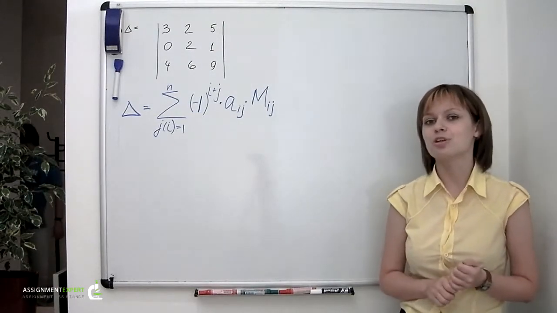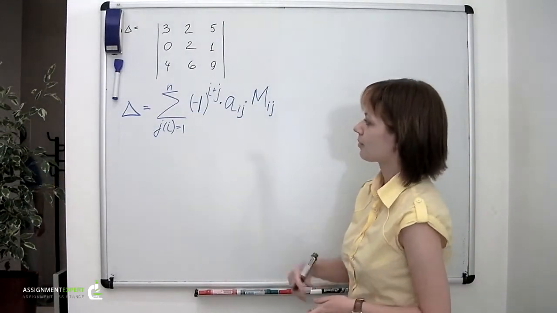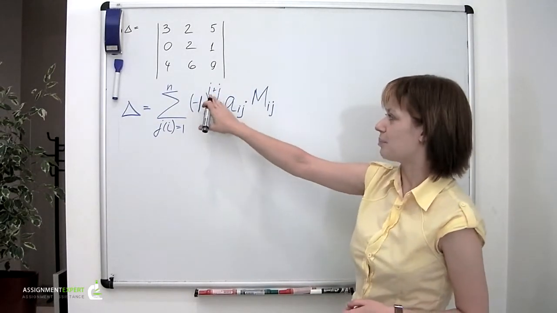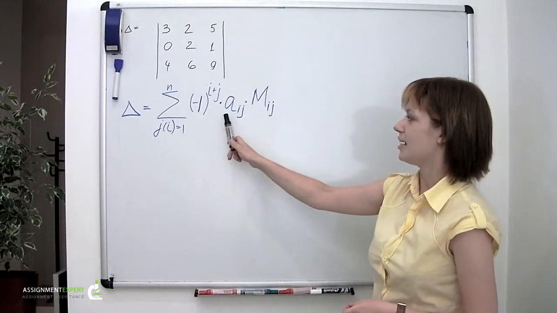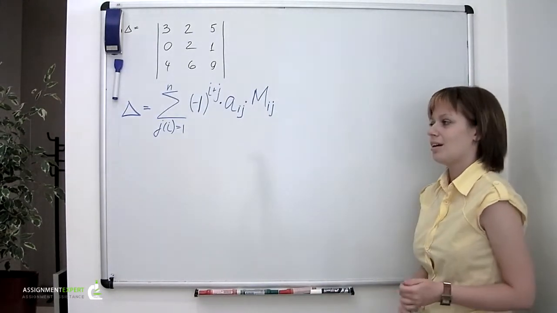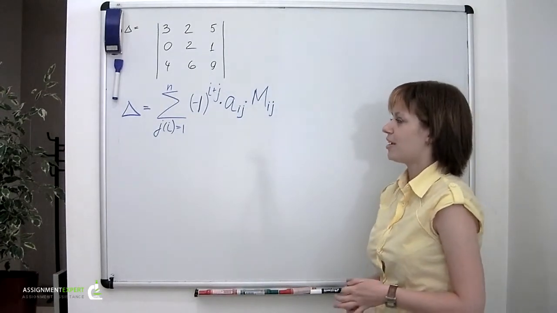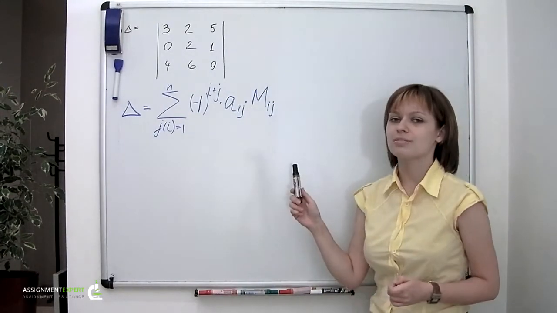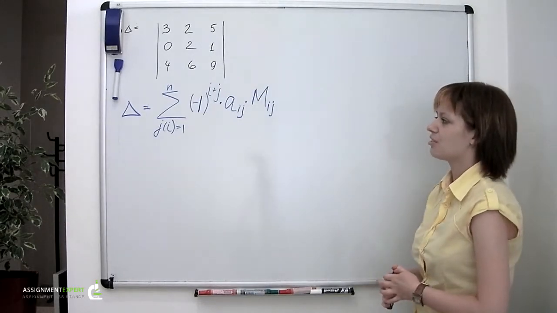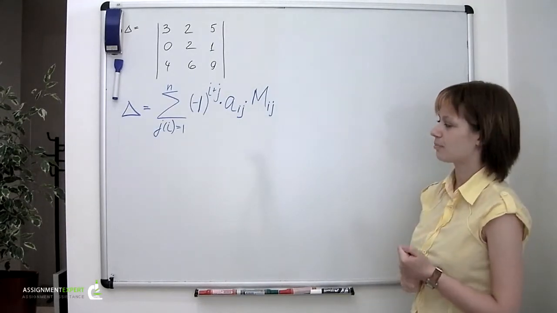So this magnificent formula goes as follows: the sum of -1 taken to the power of i plus j, times a_ij, times M_ij. It only looks monstrous on the face of it, but if you look closer, you'll see that it's quite understandable. Let's clarify a couple of things first.